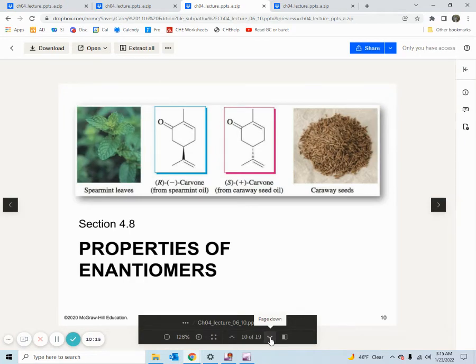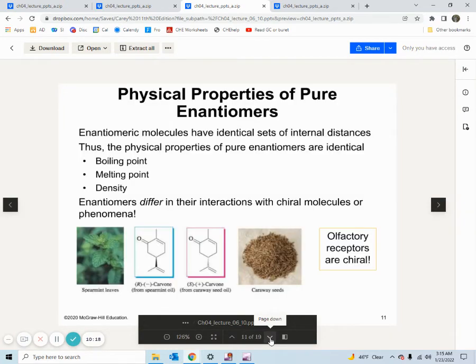4.8. Consider the properties of enantiomers. Enantiomeric molecules have identical sets of internal distances, so we have the same physical properties, such as boiling point, melting point, and density. Where they do differ is in their interactions with chiral molecules or phenomena. And we see this for such substances as R-plus and S-minus carvone. In particular, olfactory receptors are chiral, so the chirality of the molecules may affect whether you can detect them by smell.